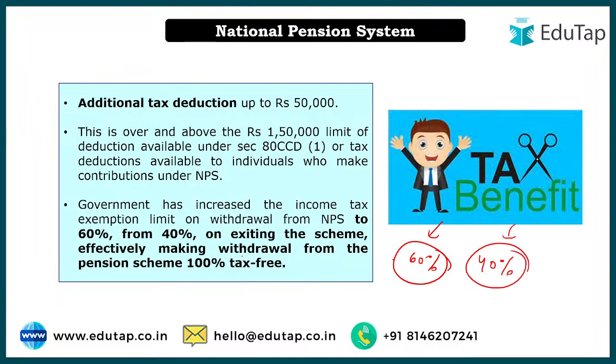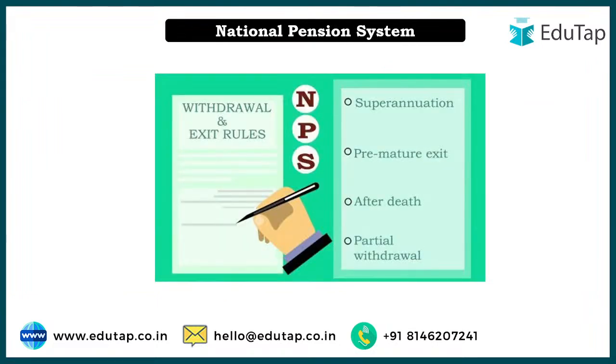So by this, to attract more people under NPS, the government has, in a way, made the withdrawal from the pension system now 100% tax free. Even the withdrawal is 100% tax free. I hope you understand, because of this 20% which you had to pay tax on earlier, but now you do not have to pay. Now what are the withdrawal and exit rules?